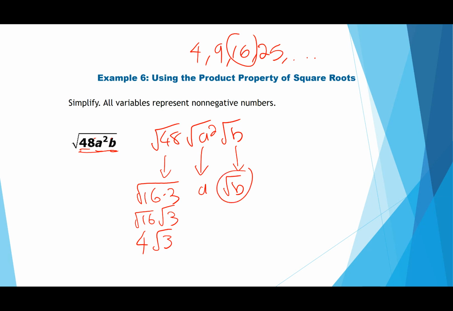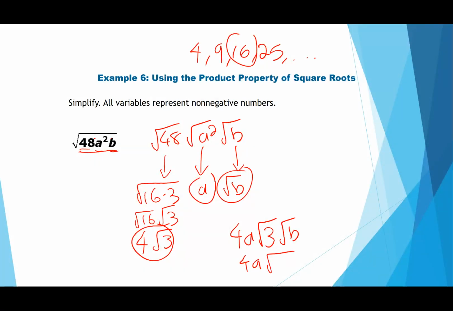So my answer in these three parts, let's just put them all together. Remember, anything that's outside the radical should be written first. So 4 and a are outside the radicals. And then you have the square root of 3 and then the square root of b. Just to clean this up, if anything that's under the radical can go into the same radical.